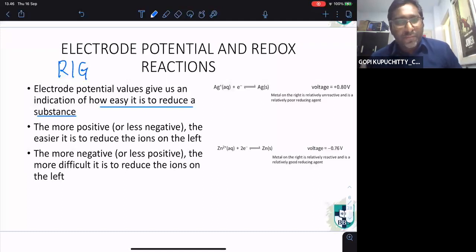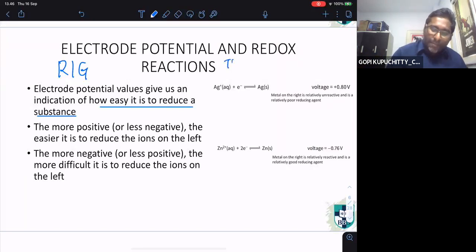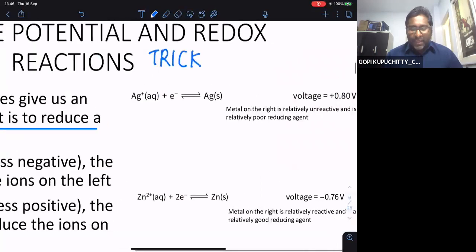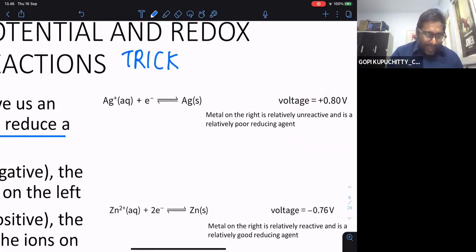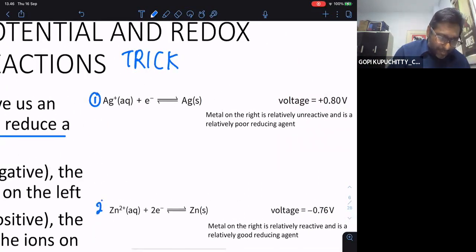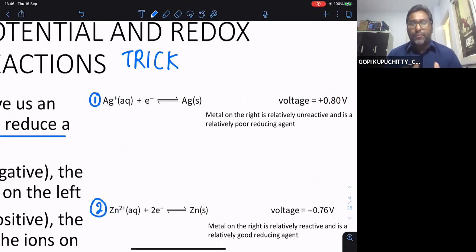And I'll teach you a very important trick. What is the trick? The first thing is we need to make sure the equation is in reduction form. You see, both of these reactions, 1 and 2, are in the reduction form.